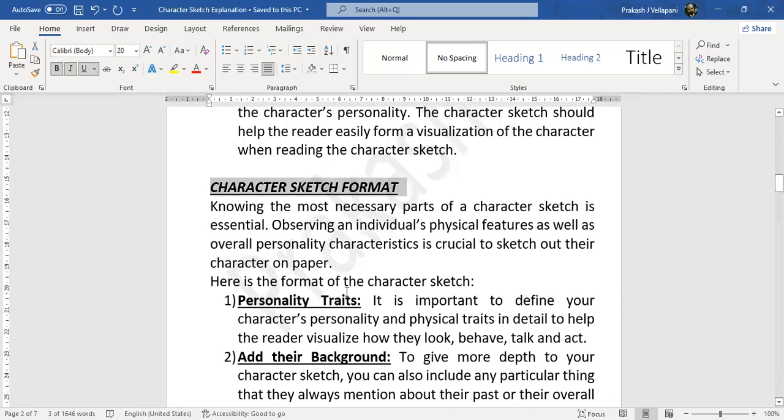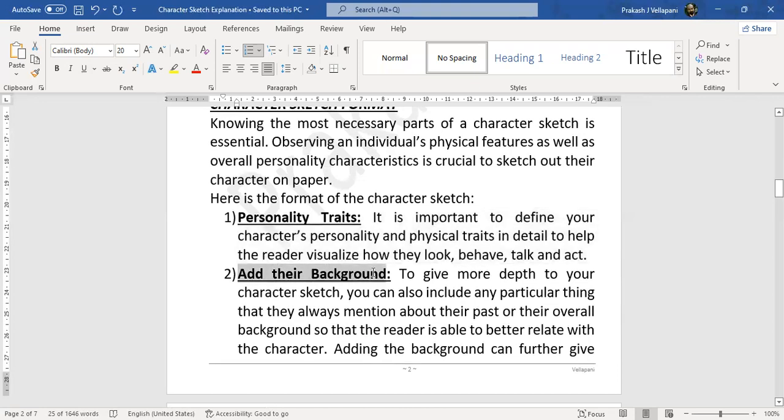When we talk about writing a character sketch, there are certain things that we need to keep in mind. First and foremost, personality traits. We need to know what the various personality traits are so that it is easier for the reader to visualize what the character is. It is important to define your character's personality and physical traits in detail to help the reader visualize how they look, how they behave, talk and act. So the various personality traits and physical traits all need to be noted down.